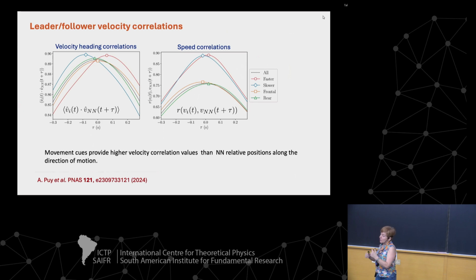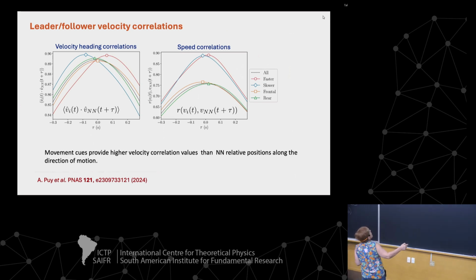Okay, so the hypothesis there in general, in whatever dimension, is that there is front and back, and that the leaders are the ones that go in front according to the motion. So we did that. Now we calculated these correlations between nearest neighbors according to their position, which is what you have here. Frontal and rear, you see? In the curves, first of all, the correlations, at least the velocity correlations, are lower than the ones related to the speed, to the faster with respect to the slower.